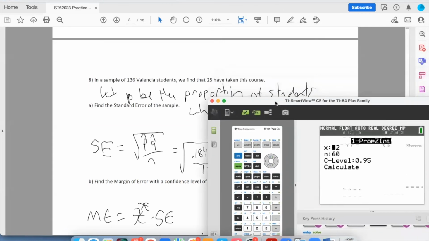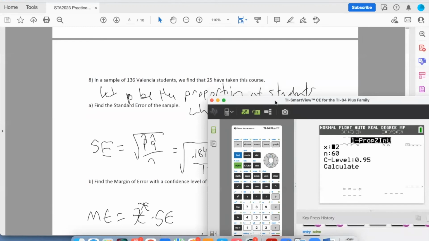Remember, X is the number of successes in the sample. 25 people in my sample took the course. N is my sample size. There's my interval.